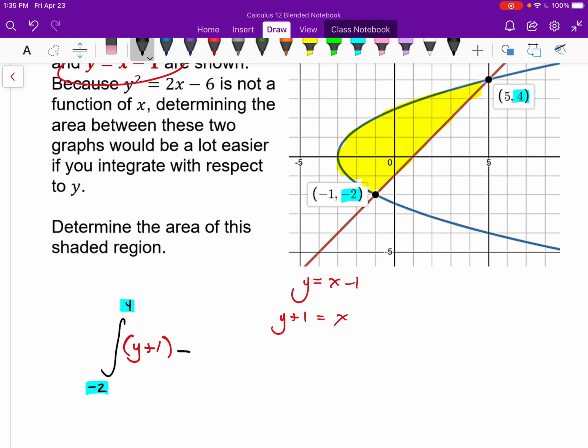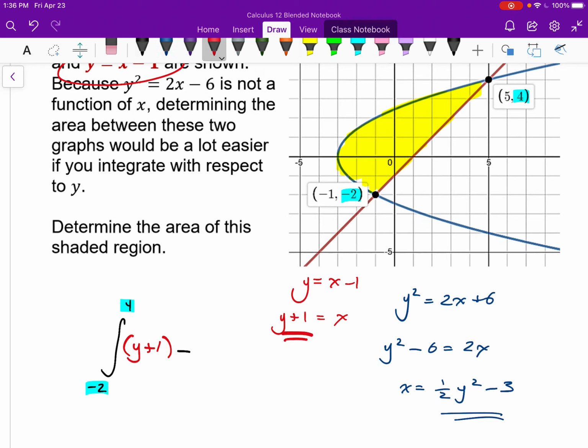All that minus, if I look at the function in blue, which was y squared, or relationship in blue, equals 2x plus 6. If I solve for x, I get y squared minus 6 equals 2x, or x equals 1/2 y squared minus 3. And again, I need everything to be in terms of y, like I have right here. And so my integral here is going to be minus 1/2 y squared minus 3 dy.